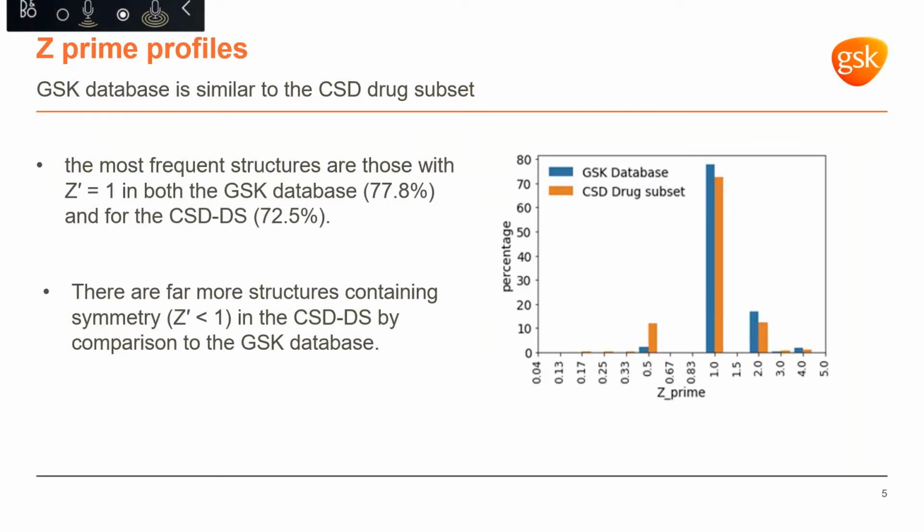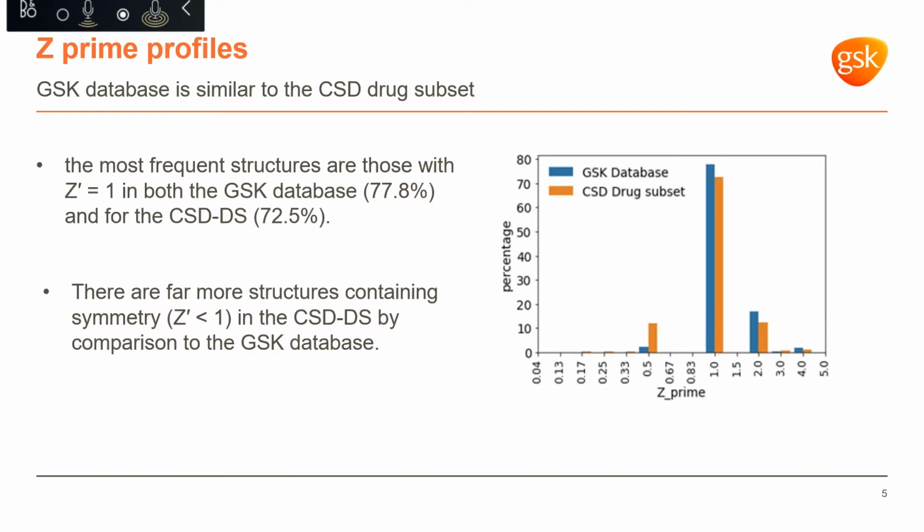Closer inspection of these structures of Z prime equal to 0.5 in the CSD has shown that 98% of these structures have more than one distinct component in the asymmetric unit. So the high observation in the CSD drug subset is due to an artifact of the high number of coformers that often straddle centers of symmetry, and how Z prime is defined in these cases.